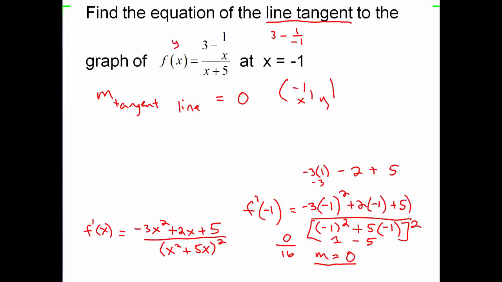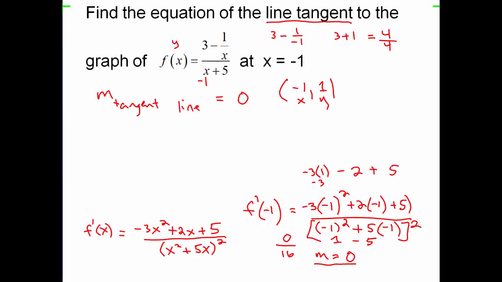Alright, so basically that's going to give us 3, right? -1 divided by -1 is +1. So 3 plus 1, so that gives us 4. Alright, over here we have -1 plus 5. That gives us 4, so we end up with 1. Alright, so y is 1.